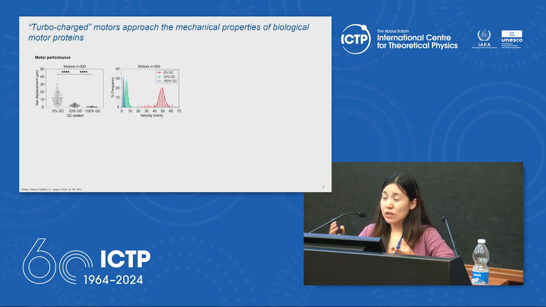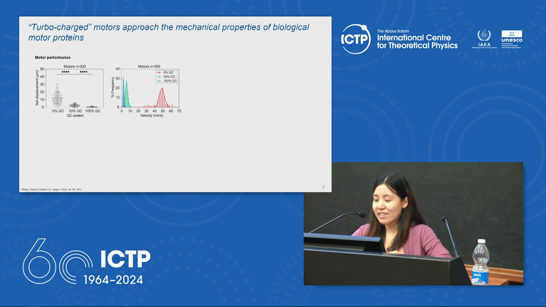Then we wanted to be sure that this behavior is not limited to single models, so we looked at the ensembles. And the net displacements of the ensembles are significantly different across the three populations. And the frequency distributions of the model velocity also show a huge jump from 33% GC to 0% GC. And in light of this observation, we decided to relabel our 0% GC model as turbocharged models.